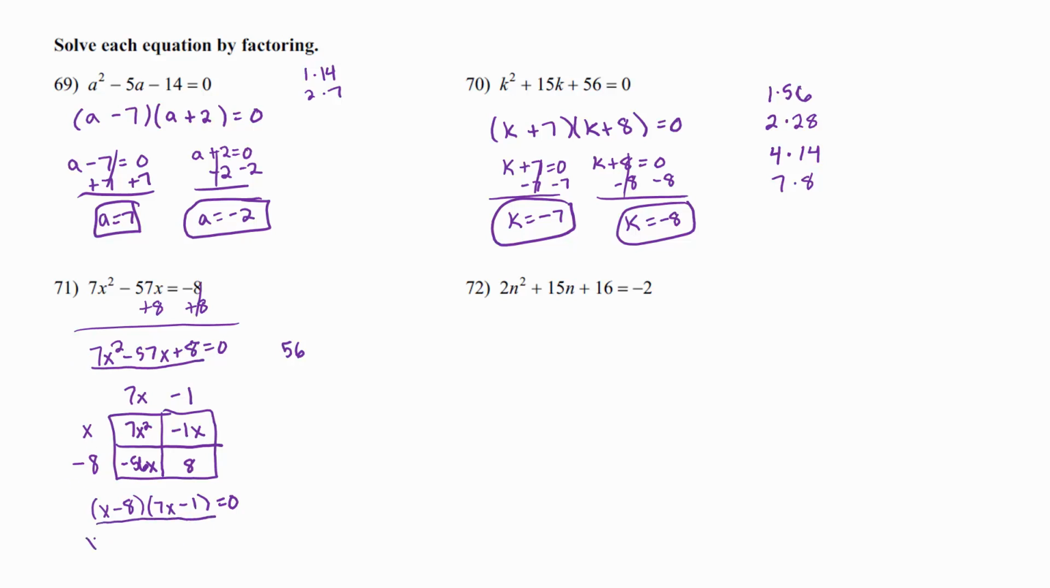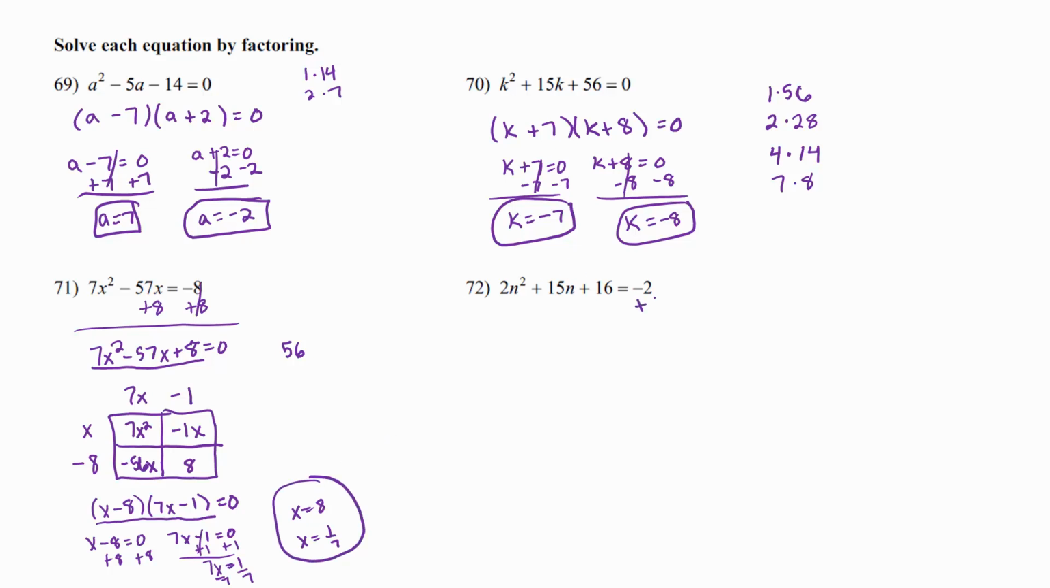Now we want to split this up into 2 equations. x minus 8 equals 0 and 7x minus 1 equals 0. And then we want to solve these. So we're going to add 8 to both sides on the first one and get x equals 8. On the second one, we're going to add 1 and then divide by 7. And so that means x equals 1/7. So there's our 2 answers.